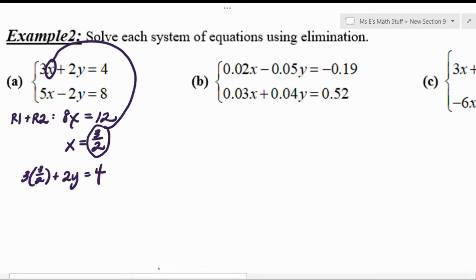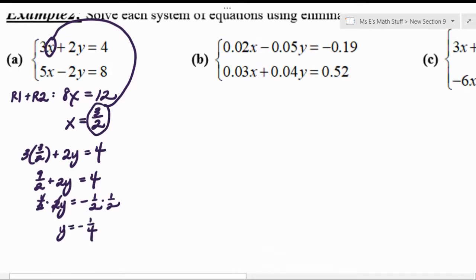So let's see, what would that be? 9/2 plus 2y equals 4. Subtract the 9/2 over, and 9/2 is 4.5, so you get negative 1/2. And then divide both sides by 2, aka multiplying both sides by 1/2. So I'm going to show it like that. And then you'd have y would be negative 1/4.